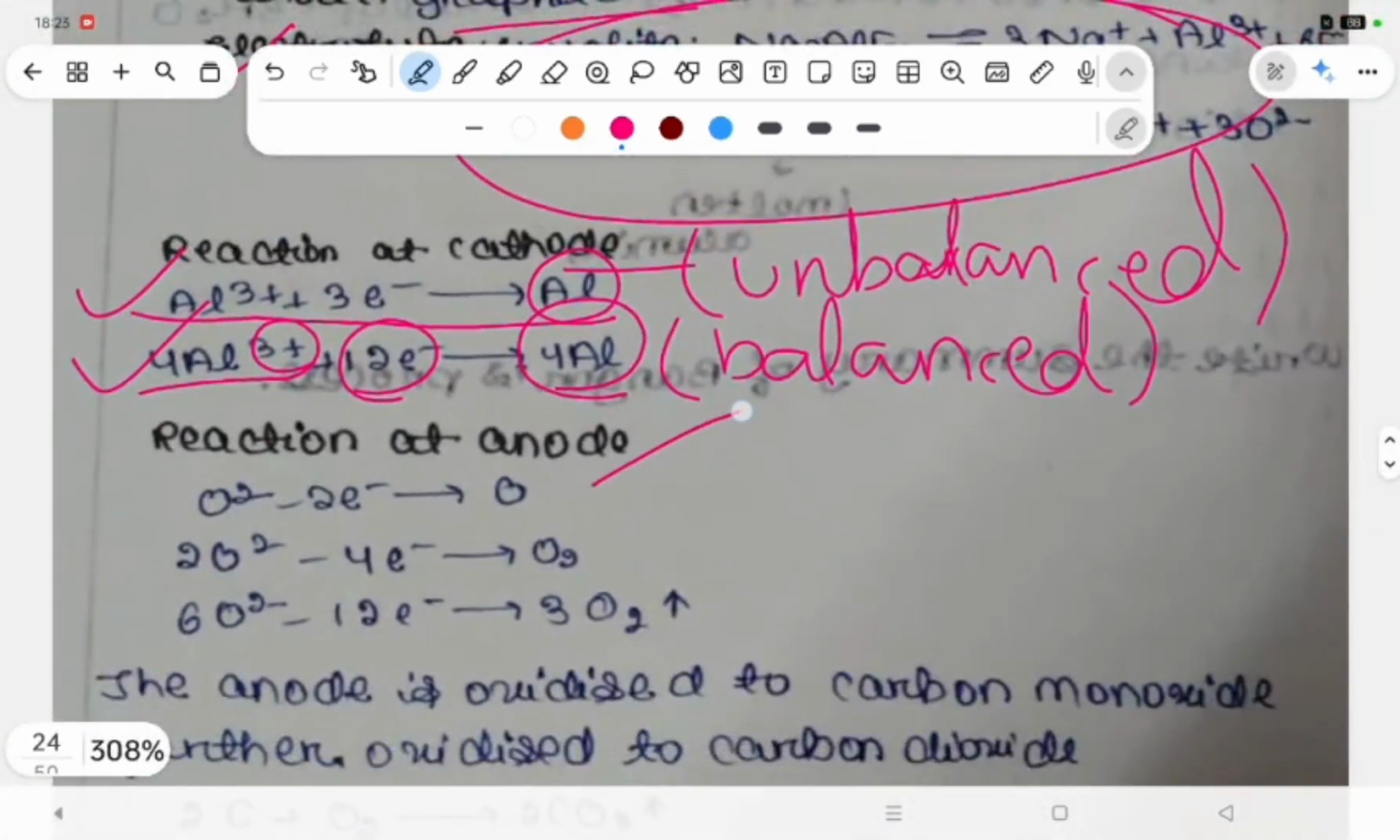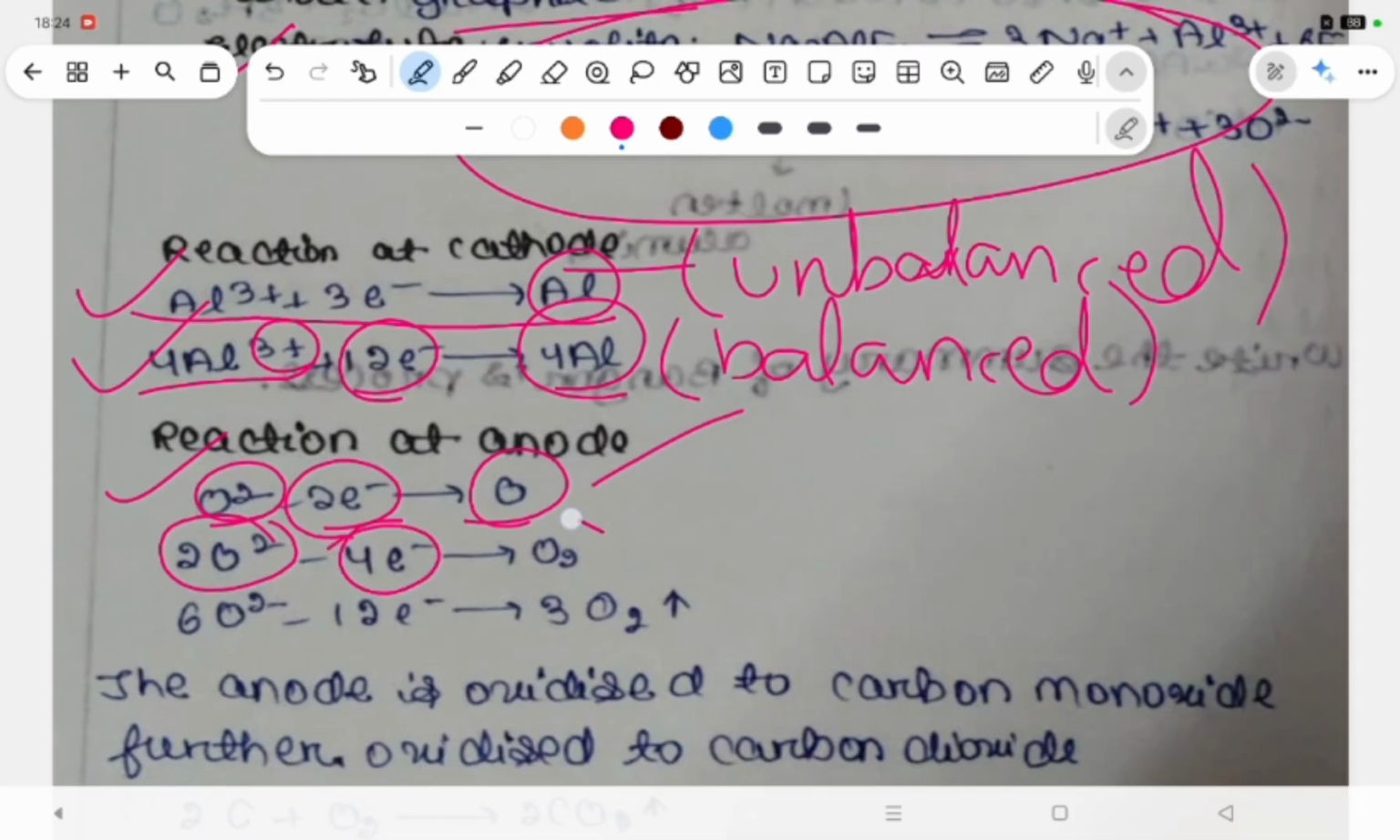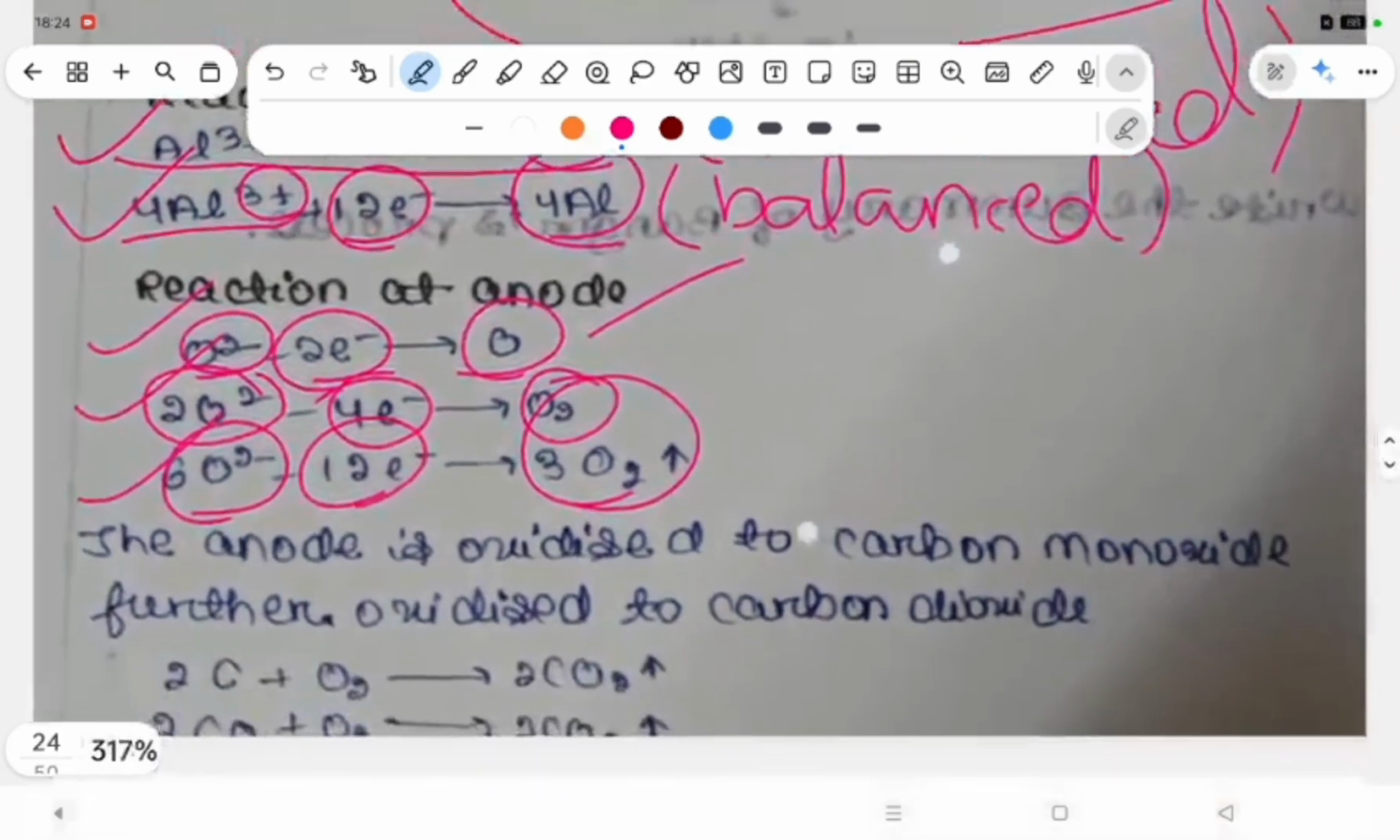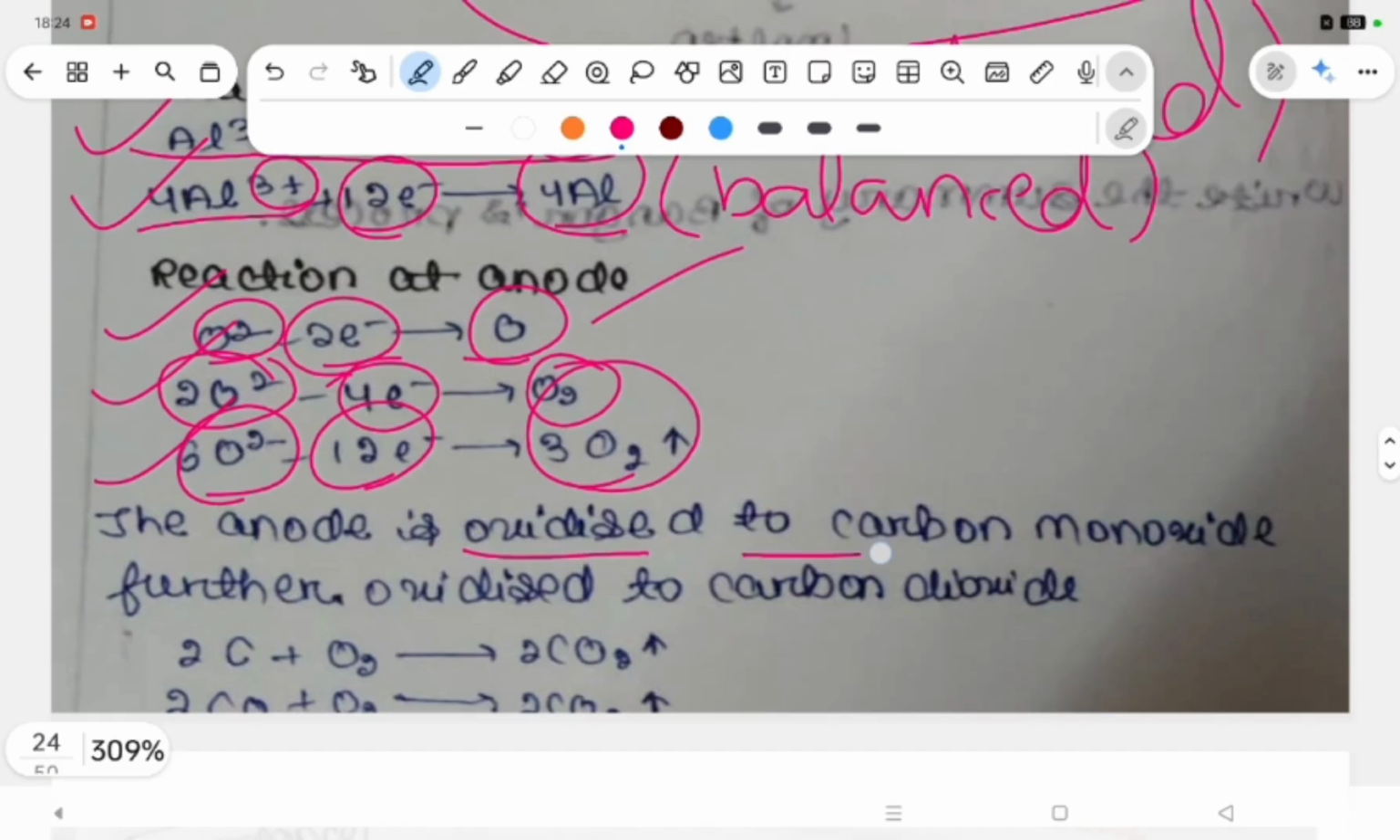Reaction at anode. O2- minus 2e- gives O. Balanced: 2O2- minus 4e- gives O2. Then 6O2- minus 12e- gives 3O2 in gas form. The anode is oxidized to carbon monoxide, further oxidized to carbon dioxide.